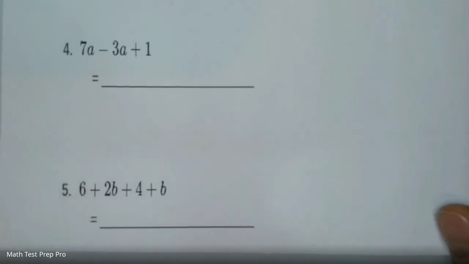7a minus 3a plus 1. So what do we see in here? We always want to look at the equation and say, hey, what do we see? What am I asked to do? Of course, we're combining like terms. So anything similar, we're going to add, subtract, multiply, whatever the equation calls for.